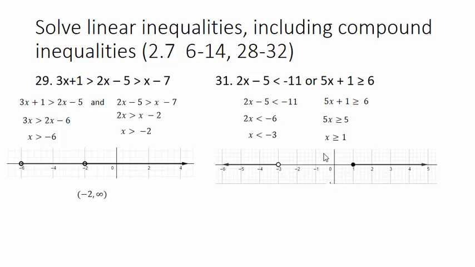If it was an AND, it would be no solution. They don't overlap. But the OR, if it's in either set, it's part of our solution, so it's both intervals. -infinity to -3, union 1 to infinity. I have a parentheses on -3 because that side just had a less than. -3 is not less than -3. But 1 is greater than or equal to 1, so I include the 1 with a bracket.